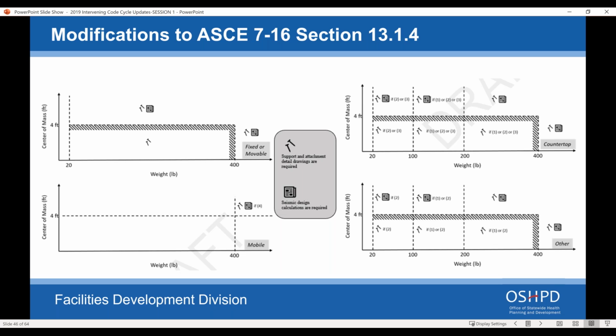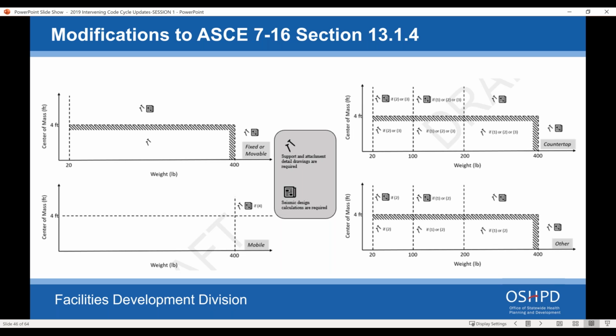So if you look at PIN 68, there's a nice graphic there that, once you classify your equipment into whether it's going to be fixed, countertop, or other, then you look at what the weight of that equipment is and where the CG is. And then based on that, you will know whether you have to anchor it, whether it's exempt, or whether you have to anchor it and give us calculations, or you don't have to give us calculations.